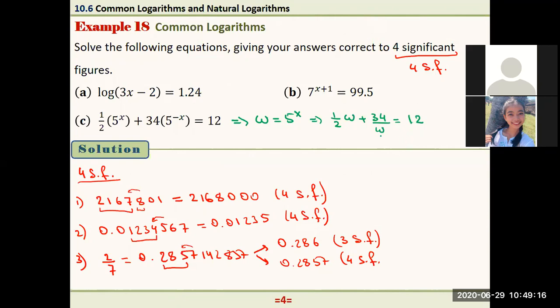If you just multiply both sides by 2w, these two cancel each other, w times w, so here we have w squared plus, here w, they cancel each other, 2 times 34, that is 68, equals 12 times 2w, that is 24w, right? As you see here, just a quadratic equation, so I can solve this using the formula: w squared minus 24w plus 68, that's equal to 0.